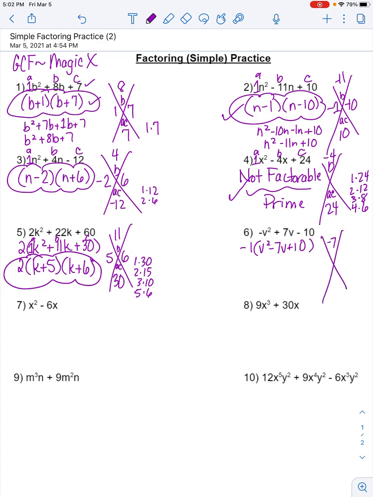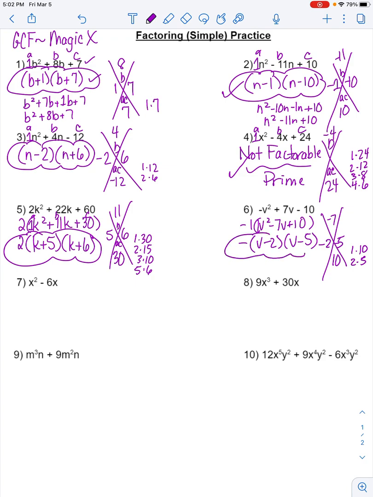So my b is -7, a times c gives us 10, and my factors of 10 are 1 times 10 and 2 times 5. And I can see that 2 and 5, if I make them both negative, will add to give us -7 and multiply to give us positive 10. So our factors are -1, but I'm going to make that 1 invisible, times v minus 2 times v minus 5. So those are the 3 factors of this trinomial: -1, v minus 2, and v minus 5.